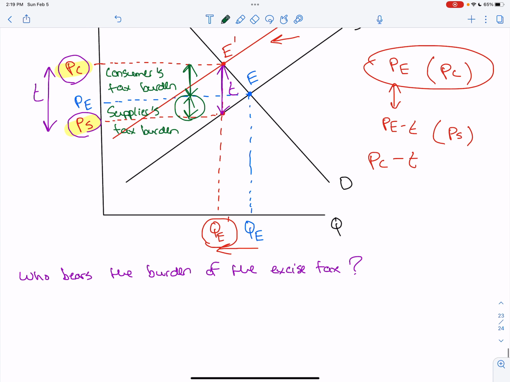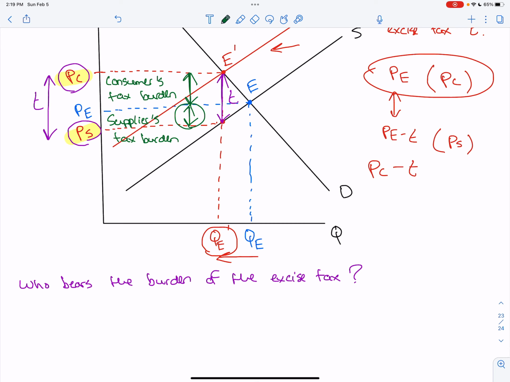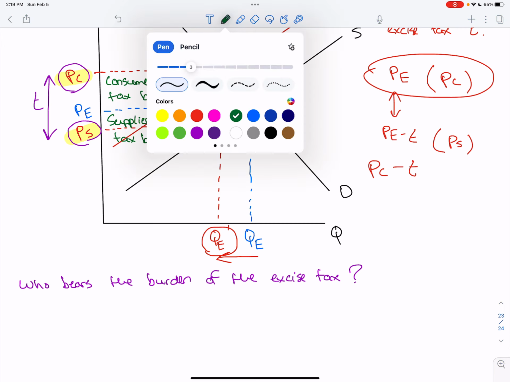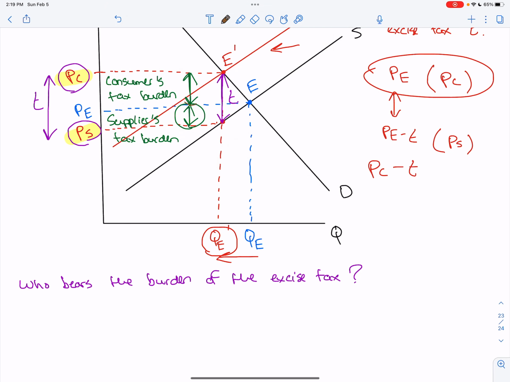Now, who bears the burden of the tax? This might be confusing phrasing. This just means who pays more of the tax. Well, in this case, we can clearly see that the consumer's gap here is bigger. So in this case, it would be the consumer.